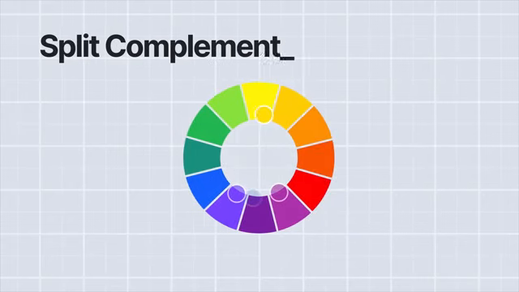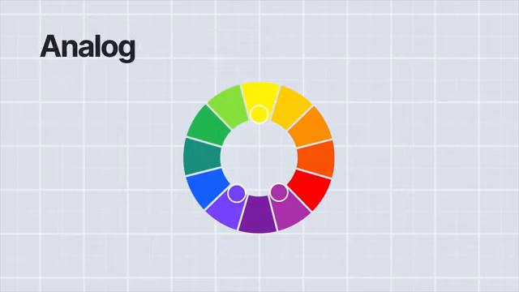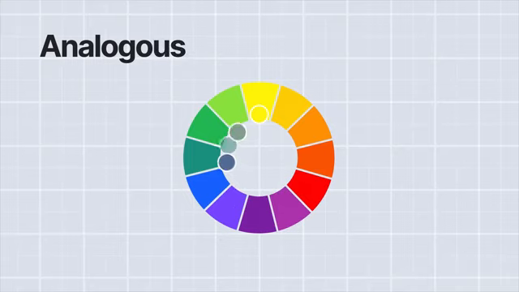Next up, we have split complementary. This color scheme uses one base color and two secondary colors. So instead of using a complementary color, two colors placed symmetrically around it on the color wheel are used. The base color is main, while the secondary color should be used only for highlights or accents. Next up, we have analogous, and this color harmony works by combining a main color with colors that sit next to it.